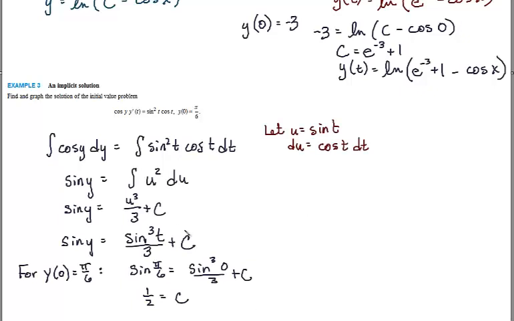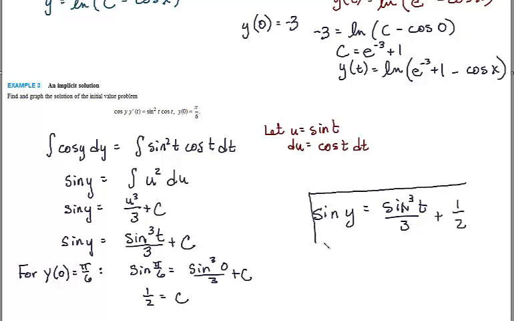Alright, I solved my integral in this case and then plugged in my initial condition, found that c is 1/2. So I'm going to write my implicit solution as sine y equals sine cubed t over 3 plus 1/2. And you can see that I could rewrite that in terms of y of t equals, but it's much prettier in this form because then I would have this thing with inverse sine attached in the front of it. So I'm just going to leave it like this, and it's pretty.